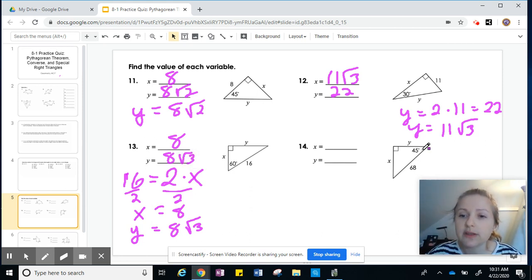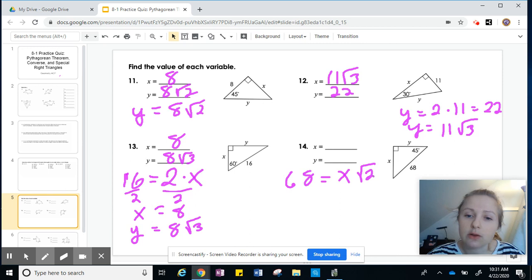So for 14, we have a 45, 45, 90, and they give us the hypotenuse this time. So we know that the hypotenuse, so 68, is always equal to one of the legs. The legs are the same, so you could pick either x or y. So the leg times the square root of 2.